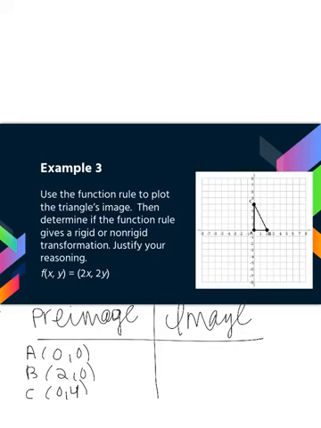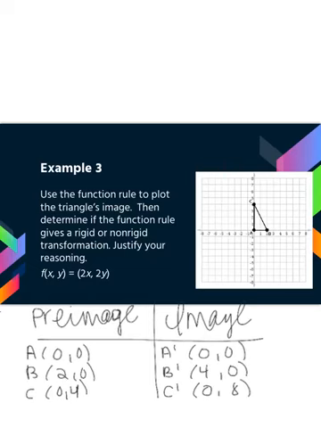For example 3, we're given the same instructions and we have a function rule, but this function rule is a little different than what we've seen before because now we're multiplying our x and y values. So if we look at A, if we multiply 0 by anything, we're still going to get 0, right? So A prime is still located at 0, 0. But for B prime, 2 times 2 is 4, so B prime is located at 4, 0. And C prime will be located at 0, 8. So we're going to go ahead and plot those.